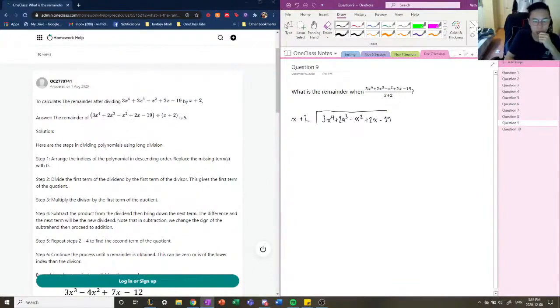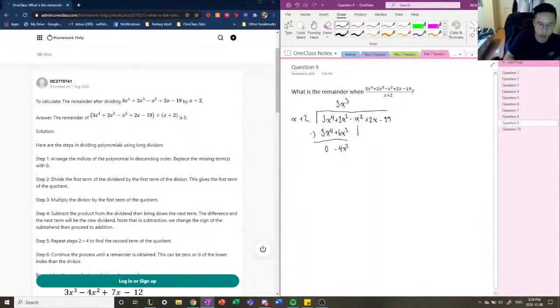So how do we get rid of 3x to the power of 4? We can multiply our factor by 3x cubed. So if we multiply this by 3x cubed, we're going to get 3x to the power of 4 plus 6x cubed. Okay, all right, so as always, we subtract these, and we got rid of our first big digits, right? So this is equal to 0, and this is equal to negative 4x cubed.